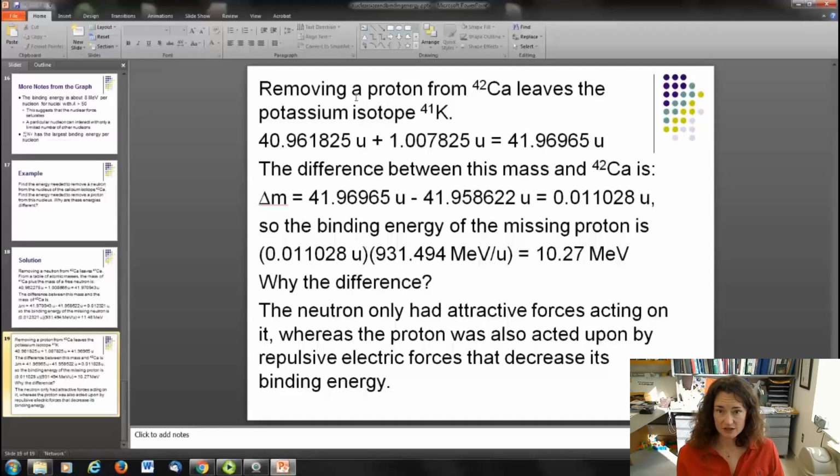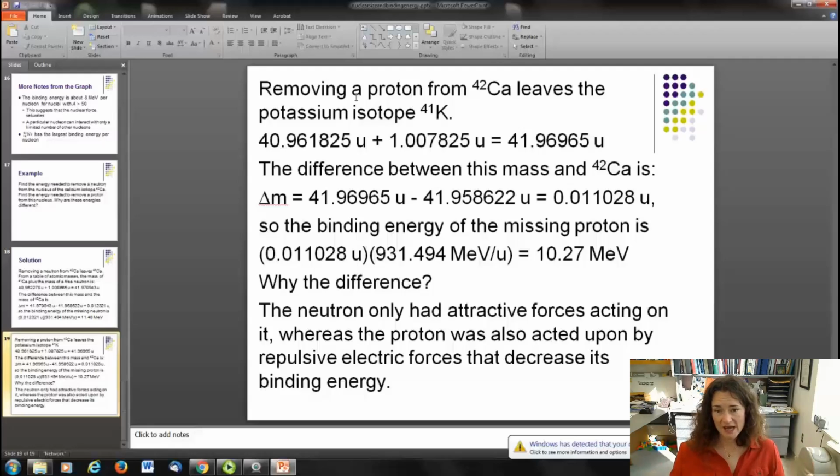41.96965 atomic mass units. Now we take the difference between that number, which is going to be larger than the mass of 42 calcium, the bound system, and we get 0.011028 atomic mass units. Then we multiply that times the conversion from MeV to atomic mass units, and we get 10.27 MeV. Okay, so you can see that this energy to remove one neutron is actually greater than the energy to remove one proton. So why the difference?